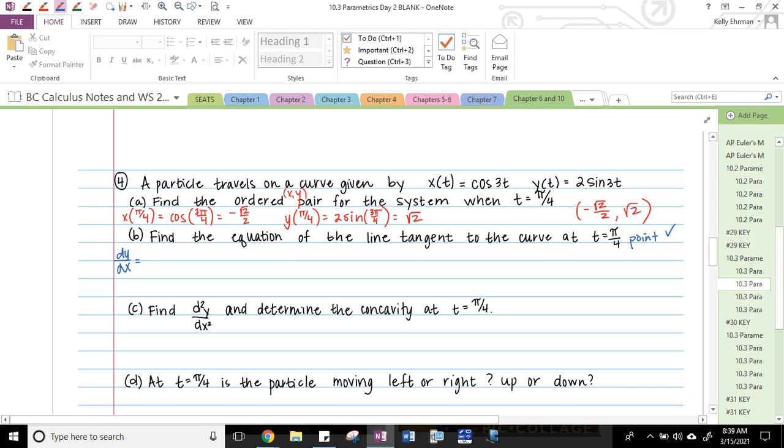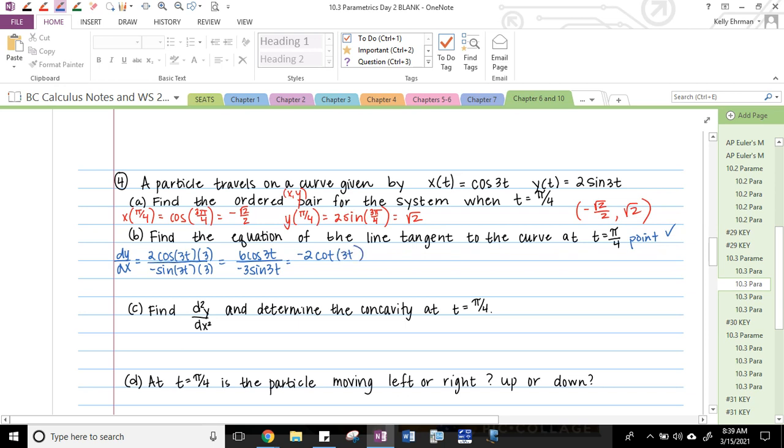Okay, so dy/dx: 2 times cosine of 3t, don't forget about the chain rule, times 3, because you have that 3t there. So really 6 cosine of 3t is on top. For x, same idea, you're going to get negative sine of 3t, but don't forget to multiply that by 3. So negative 3 sine of 3t, and we might as well simplify this to negative 2, and then cosine over sine is cotangent of 3t.